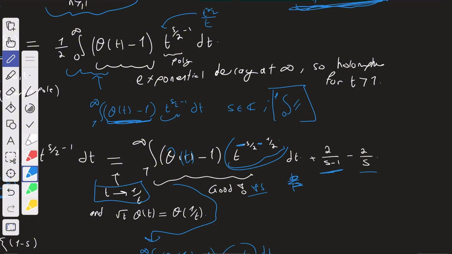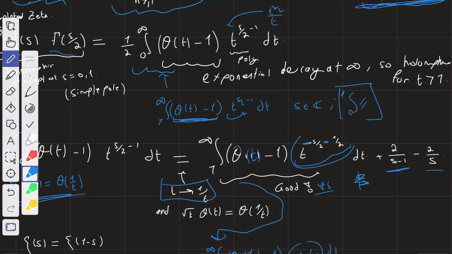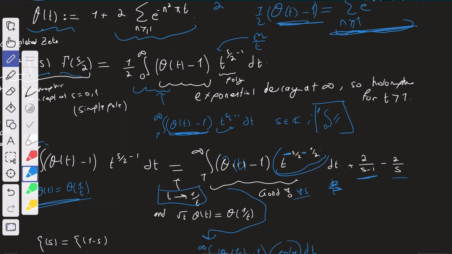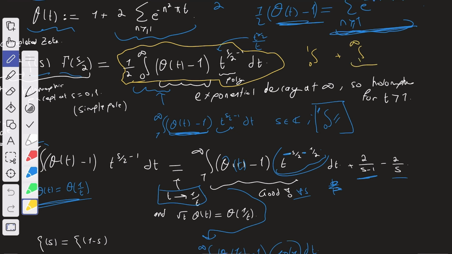So this is all to say that this integral is a little bit of a mess now. So this integral, just use the yellow. If we split it into an integral from 0 to 1 plus an integral from 1 to infinity, this integral is okay everywhere, right? This integral is okay except at s equals 0 and 1, because there's a problem here. So there are simple poles.